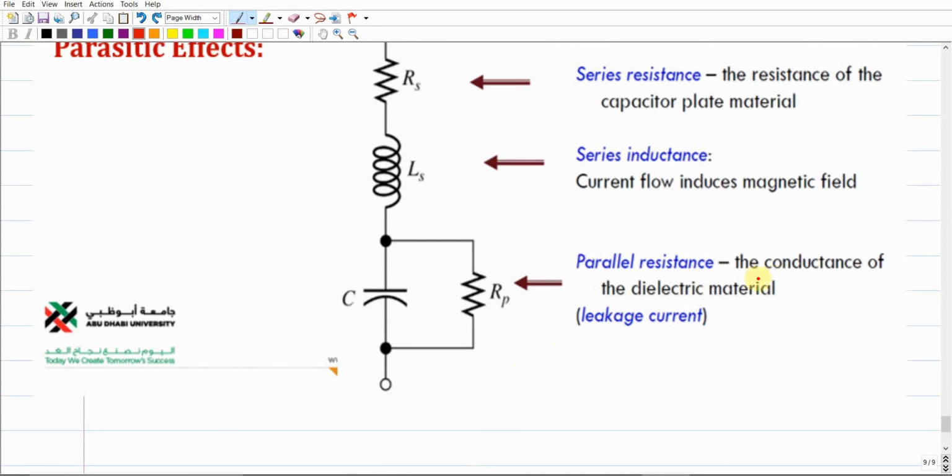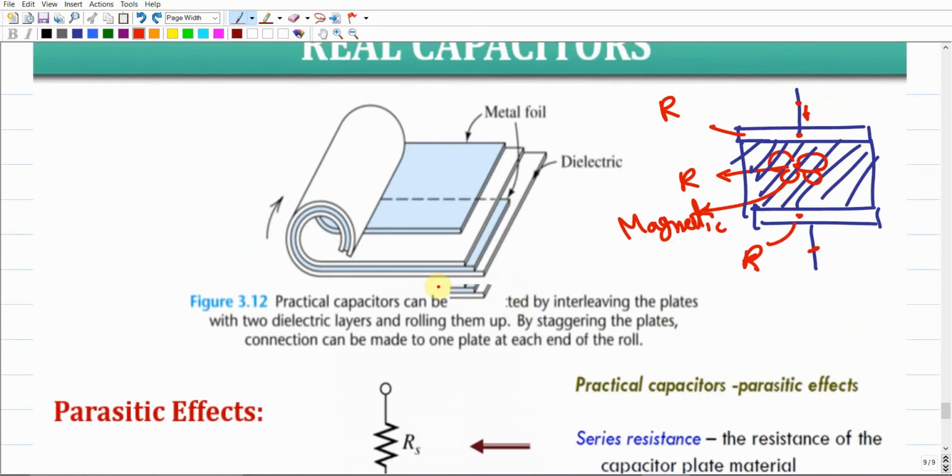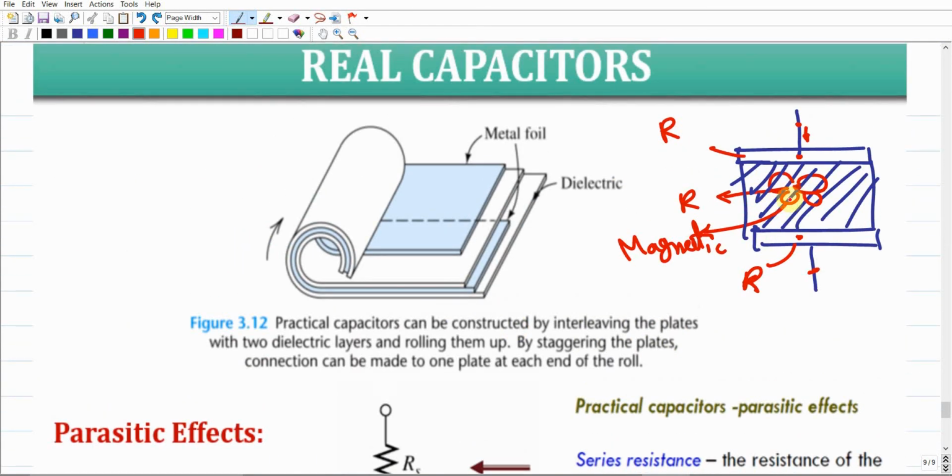This parallel resistance is the conductance of the dielectric material. Or in other words, this resistance depends on the dielectric material itself, because we have to make the dielectric material like a material that does not allow electricity to pass through, right? The dielectric material should be like a completely isolating material. An isolator material should have resistance that tends to infinity.